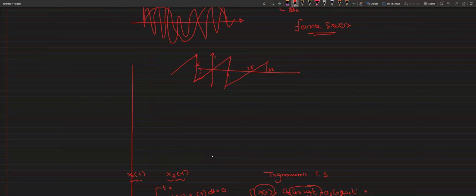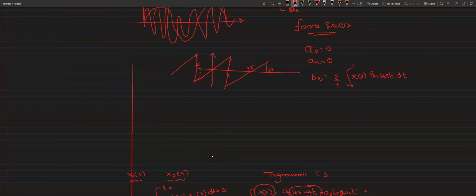So if it is an odd signal, A0 is 0, An is also 0. Straightforward. I told you one table, right? So then we have to find only Bn. Bn is 2 by T integration 0 to T x of t sine(omega naught n t) dt.